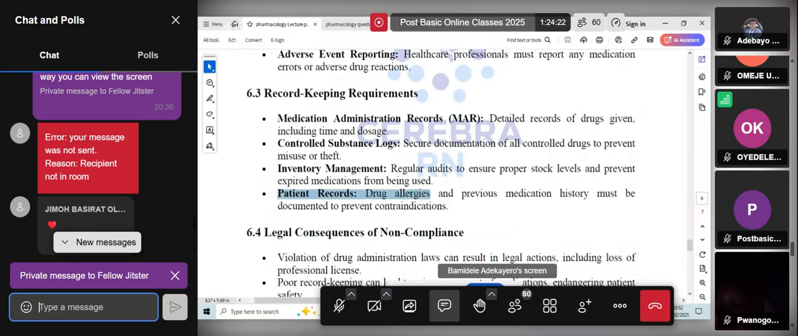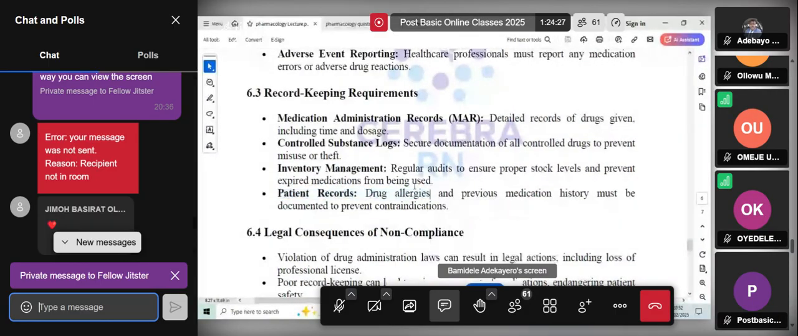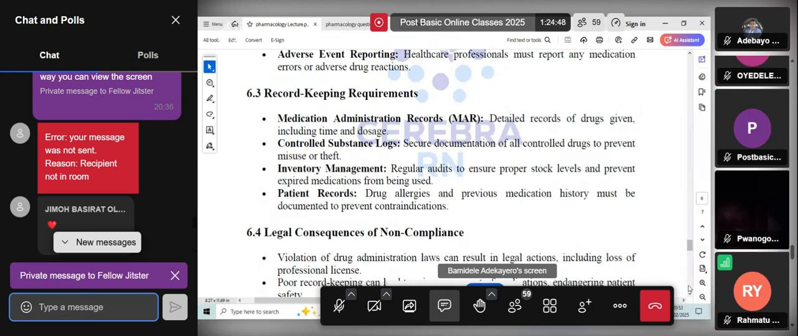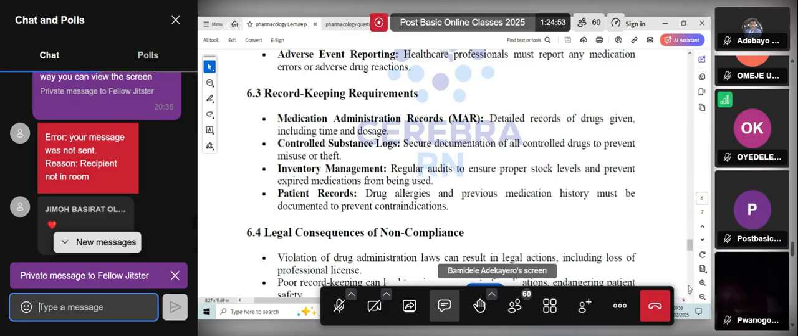Some patients have allergies. They have previous history that you need to know. For instance, some contraindications. If a woman is pregnant, you cannot give some medication because it will affect the pregnancy. Very important. So the patient record will tell you if this is a pregnant woman, to be sure you are giving the right medication, that the medication is safe for the woman. Okay. There's a medication that causes Reye's syndrome in pregnant women. Can anybody tell me what that medication is?